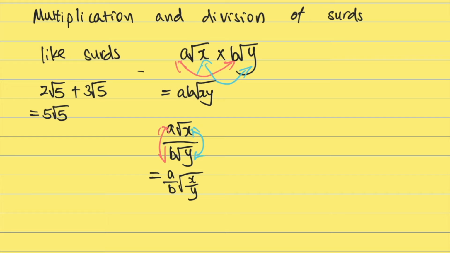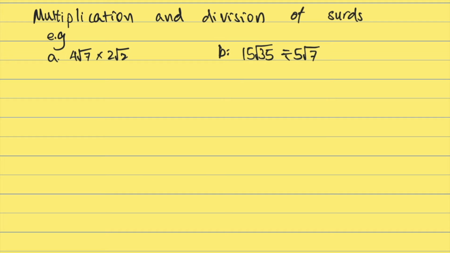Let me give you some examples. Example A, 4 square root 7 times 2 square root 2. As the rule says, we need to multiply the numbers outside of the square root together, which is 4 and 2. We also need to multiply the numbers under the square root together, which is 7 and 2. So 4 times 2 times square root 7 times 2, which gives us 8 square root 14.